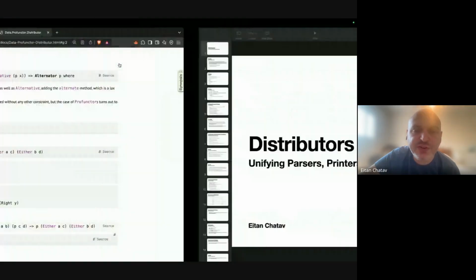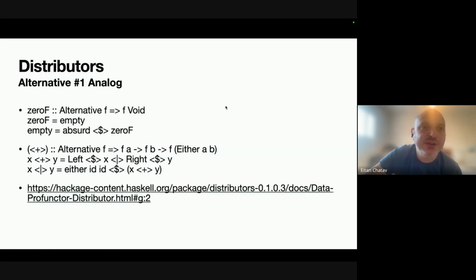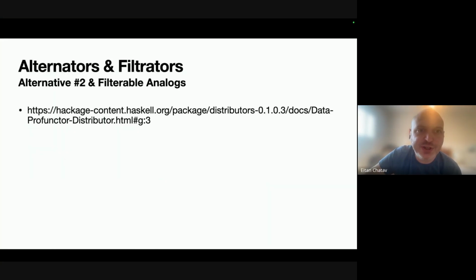All right, so the next thing is alternators and filtrators. So alternators are our number 2 alternative analog after distributors, and filtrators are our analog of filterable functors.